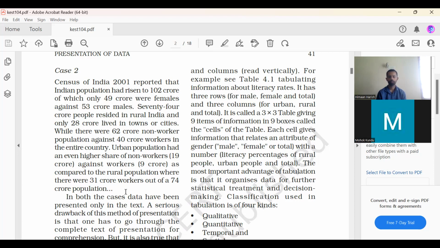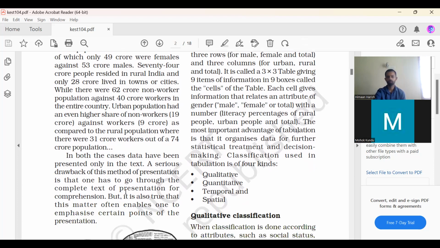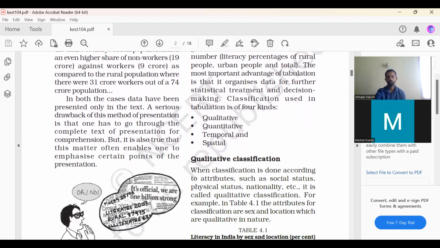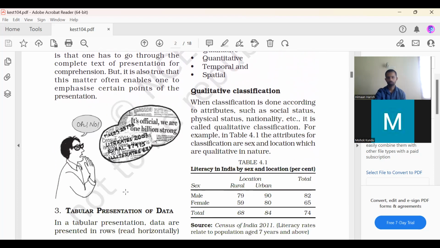The most important advantage of tabulation is that it organizes data for further statistical treatment and decision making. Classification used in tabulation is of 4 kinds: qualitative, quantitative, temporal, and spatial. So we know the definition of qualitative classification.